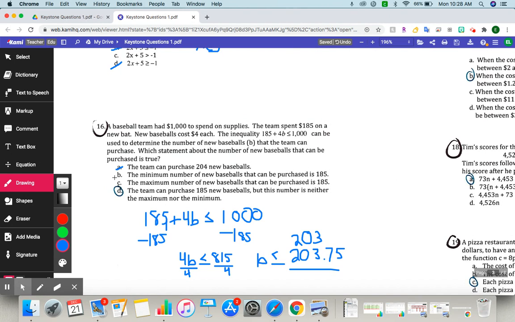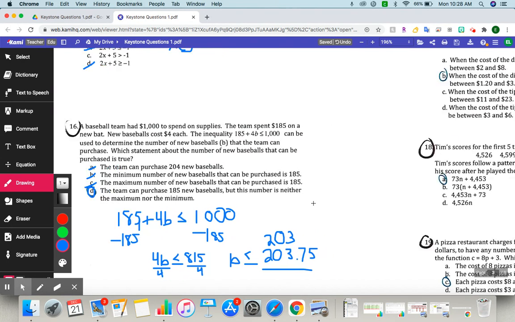If you think about it, we can purchase more than 185, so that's not the minimum nor the maximum. So D is the correct answer. We can purchase 185, but that is not the smallest amount nor the most amount we can purchase.